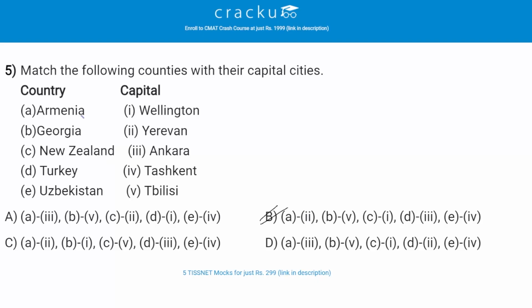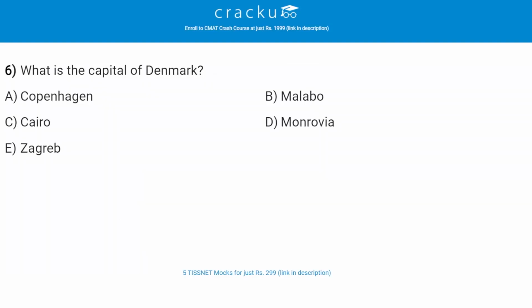So the first country is Armenia. The correct answer is the second one, that is Yerevan. Second country is Georgia. The correct answer is Tbilisi. Third one is New Zealand. The correct answer is Wellington. Fourth one is Turkey. The correct answer is Ankara. The last one is Uzbekistan. The correct answer is Tashkent. Let's check the next question.